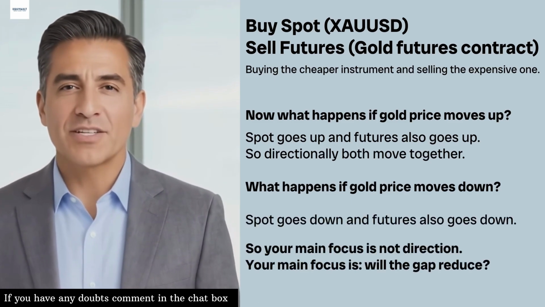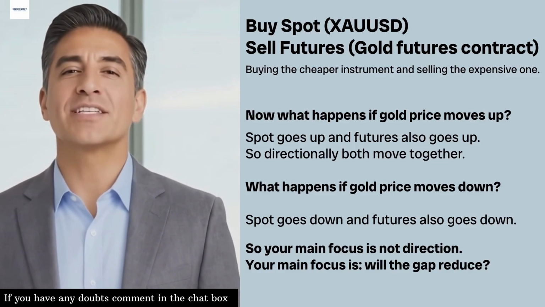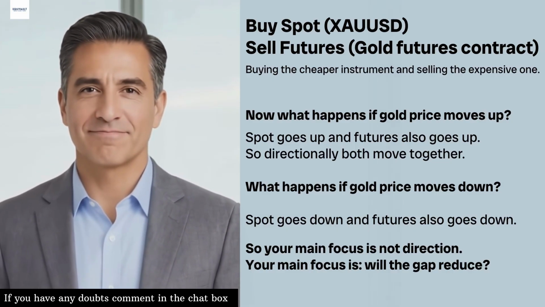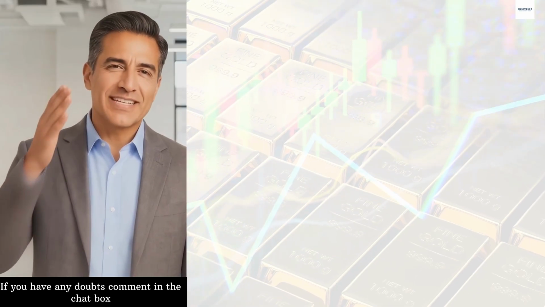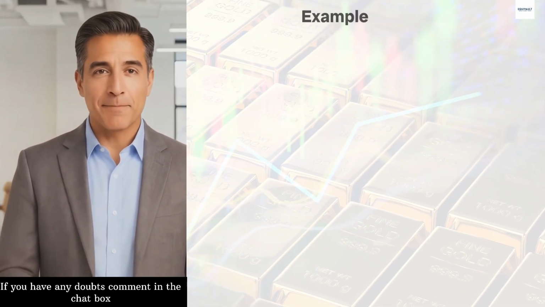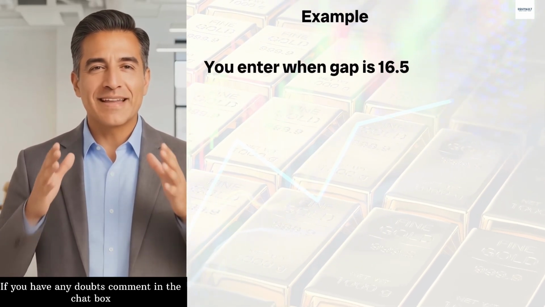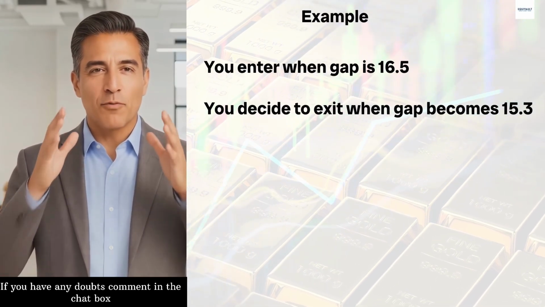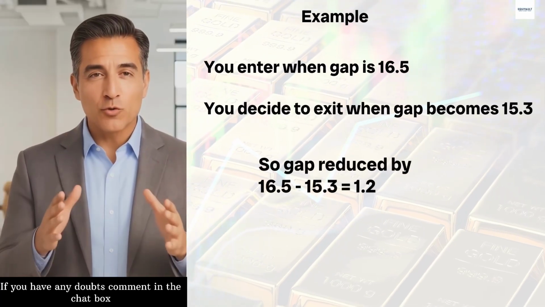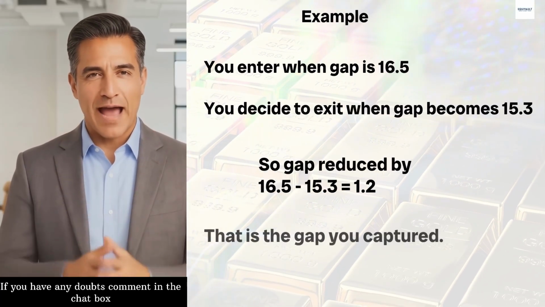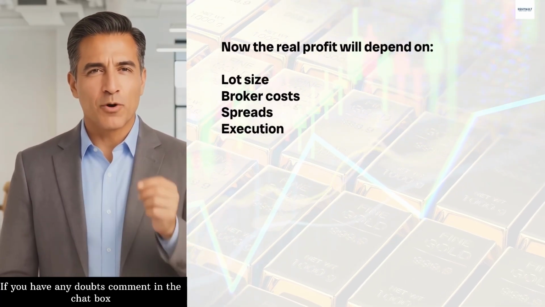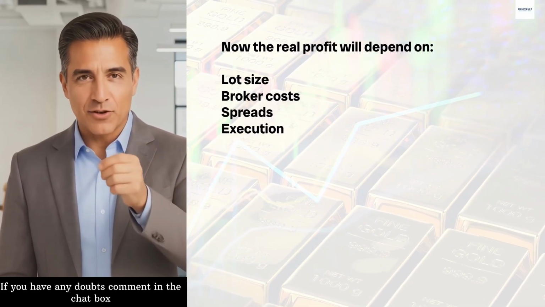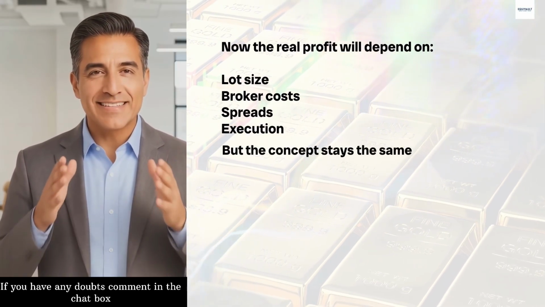So, your main focus is not direction. Your main focus is will the gap reduce? Profit comes when the gap reduces. For example, you enter when the gap is 16.5 and you decide to exit when the gap becomes 15.3. So the gap reduced by 1.2 and that is what you captured, subject to lot size, broker costs, spreads, and execution. But the concept stays the same.